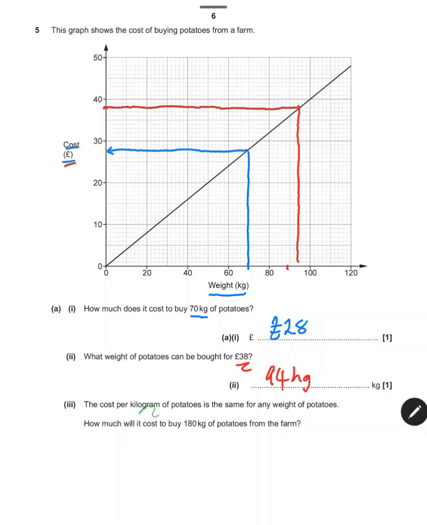And then part 3 says the cost per kilogram of potatoes is the same for any weight. And what that's telling you is this graph would just go on forever. We could keep going on and on and on. How much will it cost to buy 180 kilograms of potatoes? Well, we can't use the graph because 180 is not on it. So what we've got to do is find something that we can scale up to 180. And what I'm going to use is this bit in the middle. I'm going to use 60 kilograms because that's bang in the middle of the graph.